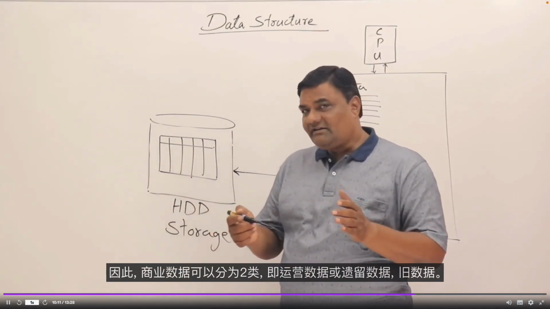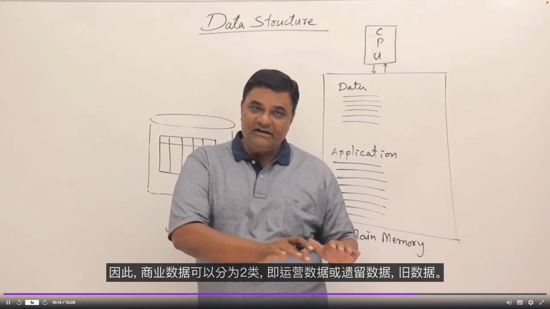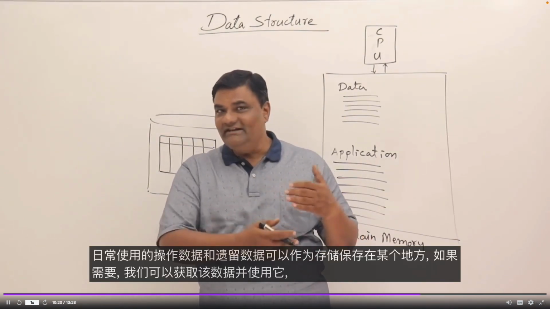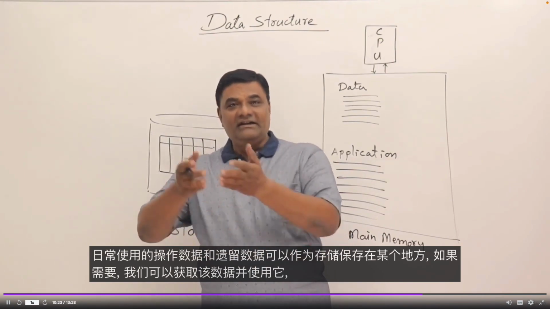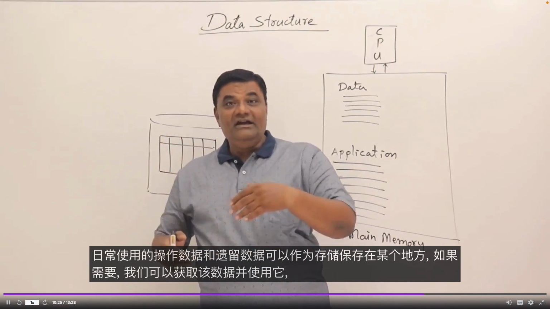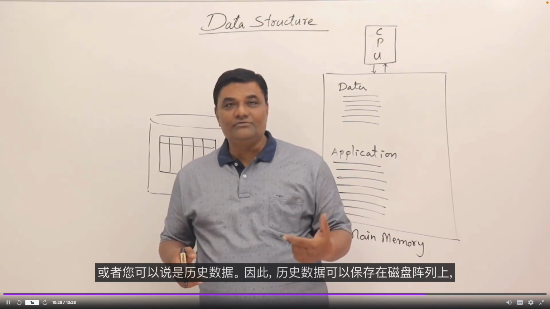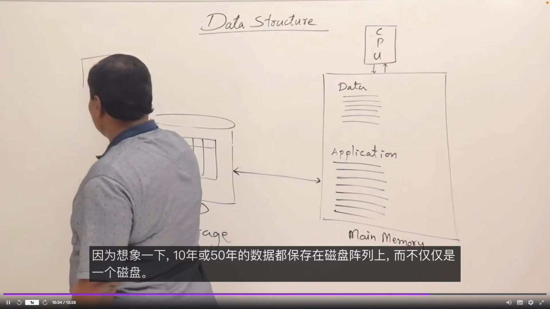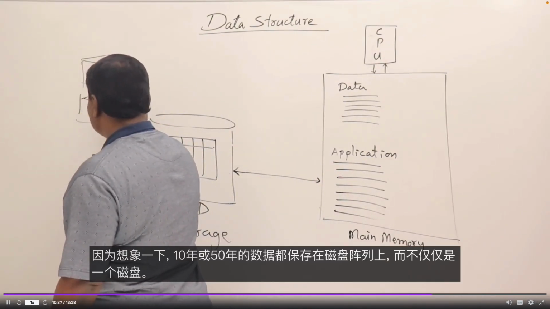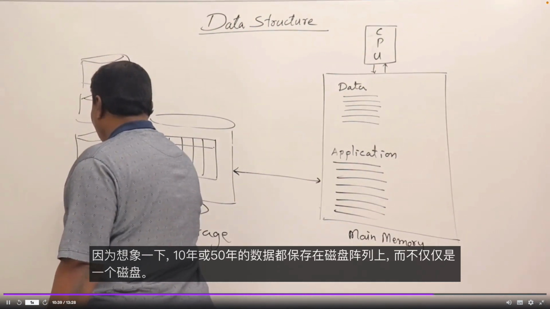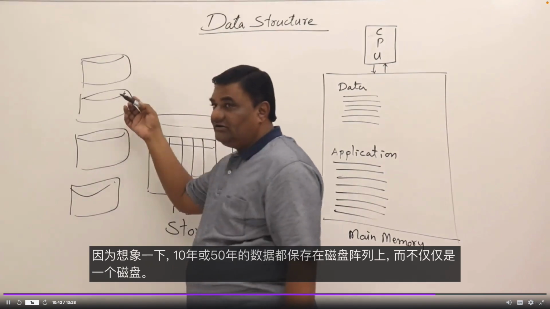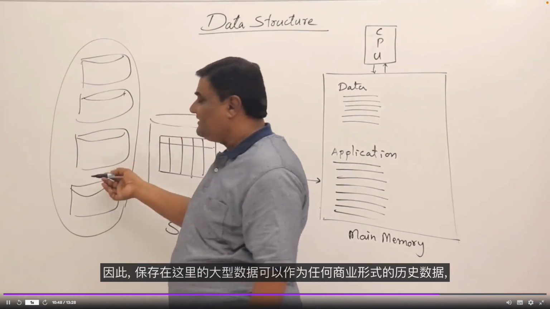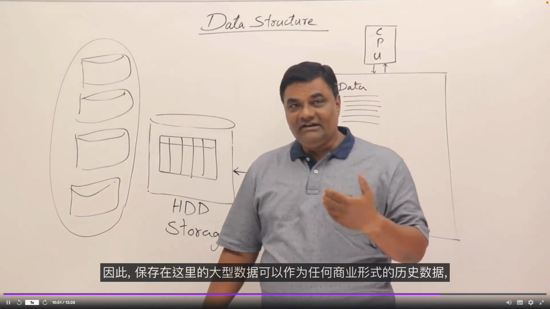So commercial data can be categorized into two: operational data and legacy data, that is old data. Operational data is used daily, and legacy data can be kept as storage somewhere. If required, we can fetch that data and use it. Or you can say historical data. That historical data can be kept on an array of disks, because just imagine 10 years or 50 years of data is kept not on just one disk, but on an array of disks. So the large size data kept here acts as historical data for any commercial firm.